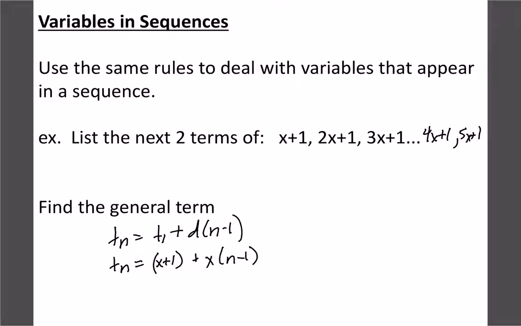Or we could, if we wanted to try to FOIL it out, we could. So let's try that. So we'd have x plus 1. We'd have x times n minus 1 times x. And you could actually see the x's cancel in this case. So we actually just get x times n plus 1. Which makes sense because we're just going x times 1 plus 1, x times 2 plus 1, 3, 4, 5, and so on.